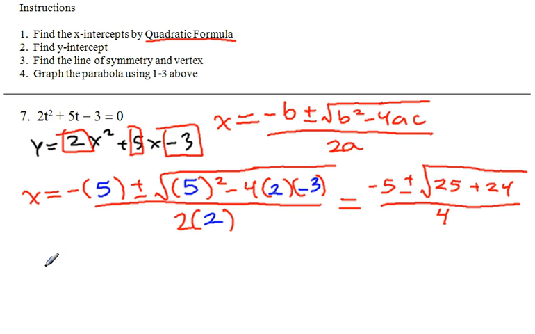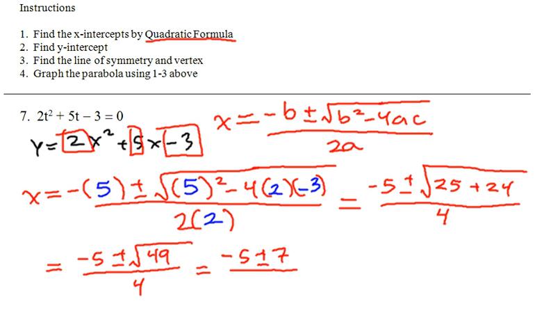We're going to continue that down here. This stuff all equals negative 5 plus or minus square root. We can add these together. 25 plus 24 is 49. And it's all divided by 4. Next step, simplify the square root. The square root of 49 is 7. So we've got negative 5 plus or minus 7. That's all divided by 4.